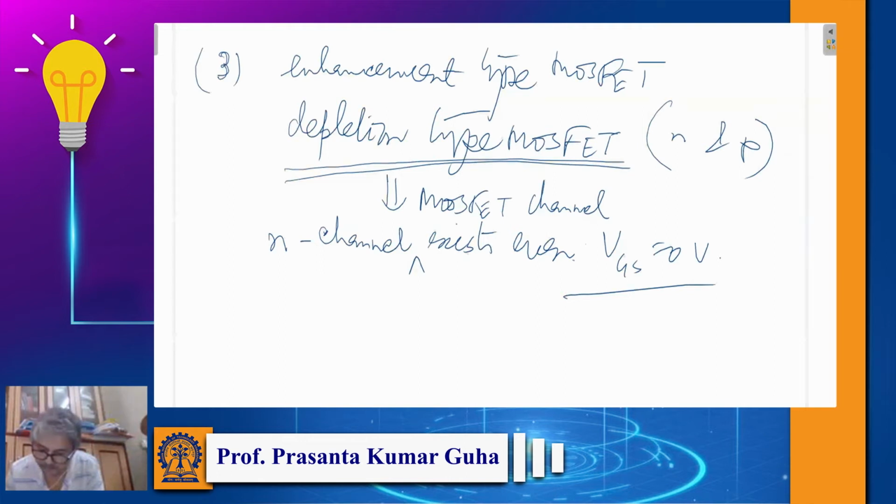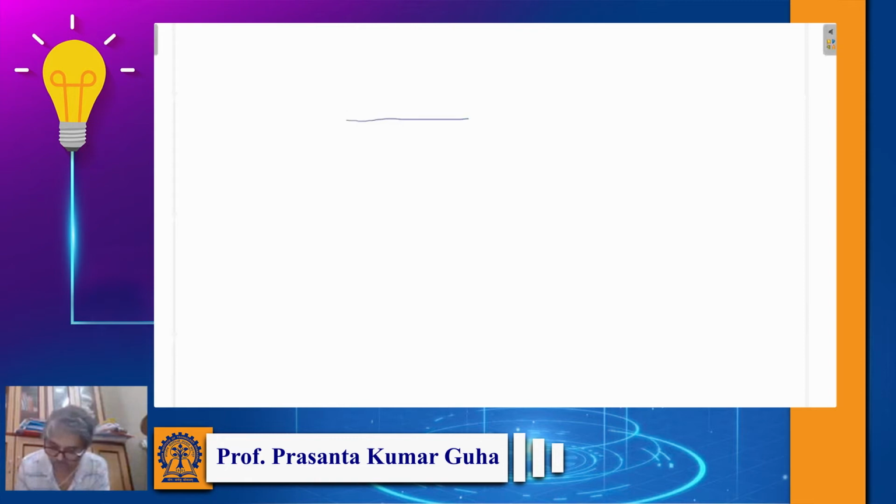Okay, purposefully we dope the channel region so that the channel remains there. So at VGS equal to 0 volt, there will be a channel. So the channel is already there. You fabricate the device in such a way that the channel is already there underneath the gate oxide, at the gate silicon interface. The channel is existing, and you need to deplete the channel.